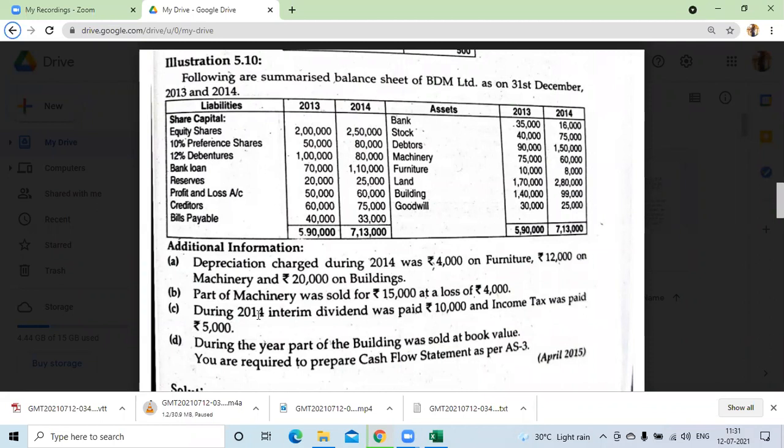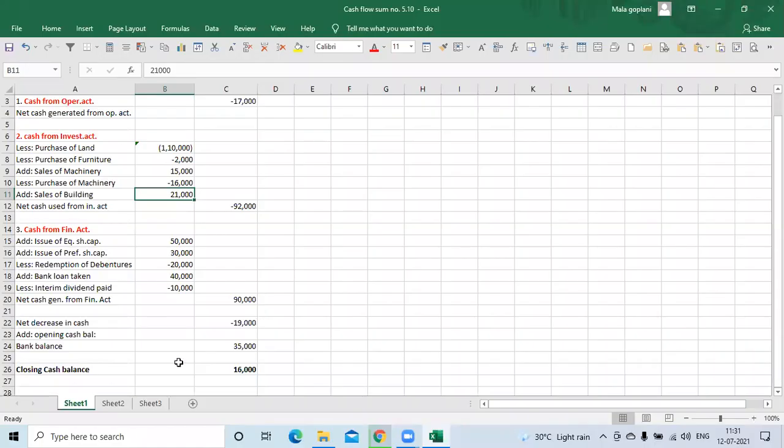Where will it go? Dividend paid. Which activity? Financing, ma'am. Very good. So go to financing activity. Tell me, when we are paying dividend, does cash come in or go out? Cash goes out. Goes out means less or add? Less. Write down: less interim dividend paid 10,000 in bracket. It is given, 10,000 is given in adjustment number 3. Everybody please put the bracket, inner column.